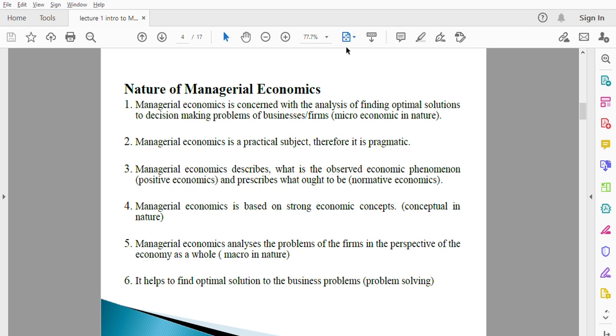And also managerial economics is based on strong economic concepts. So in this regard, it is conceptual in nature.